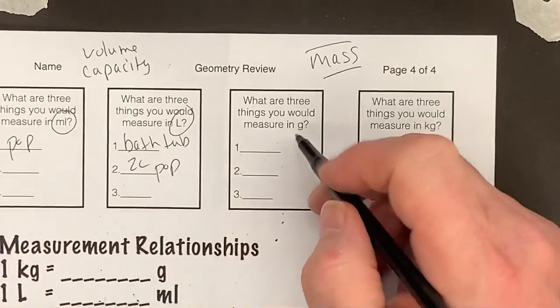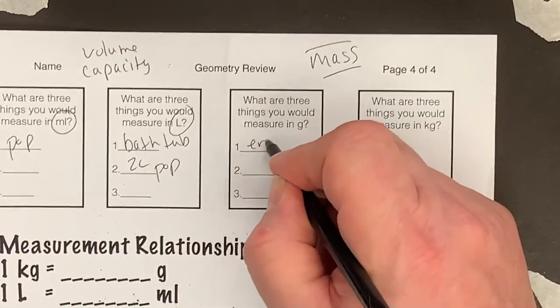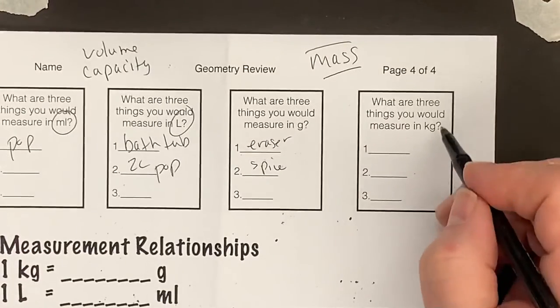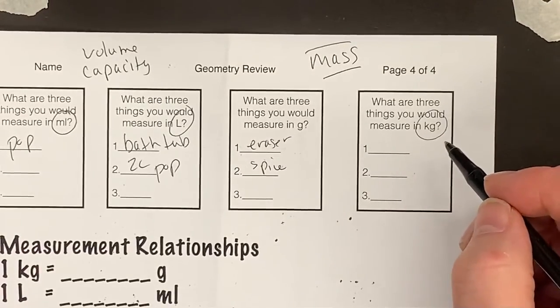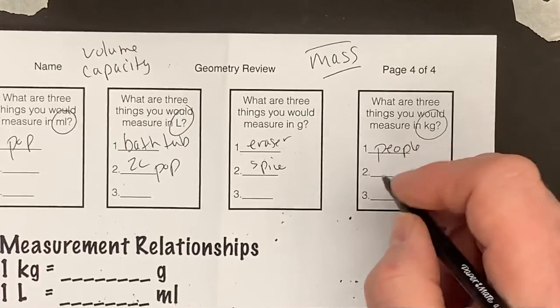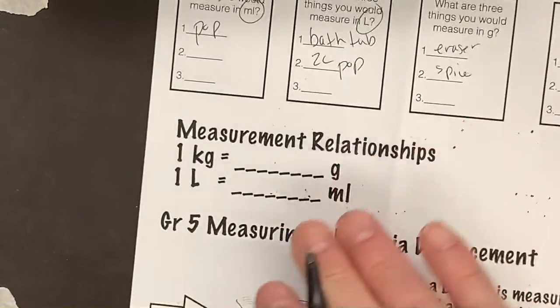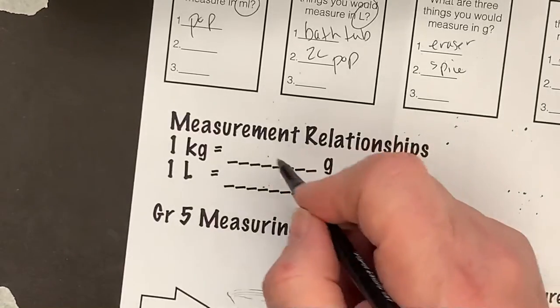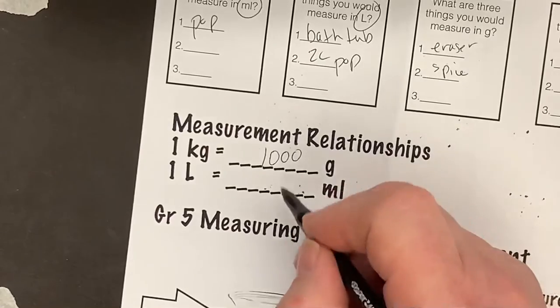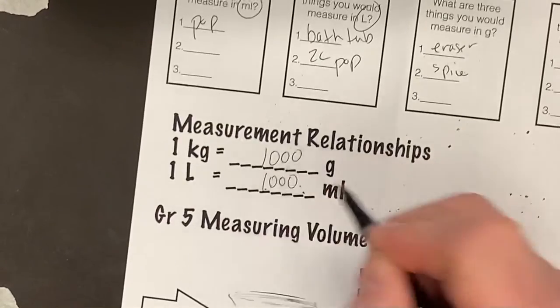And what are things you'd measure in grams? Maybe an eraser, or how much spice you have. What's something you would weigh in kilograms? Well, people, and other heavy things. One of the things you have to remember is that a kilogram weighs 1,000 grams, and a liter is 1,000 milliliters.